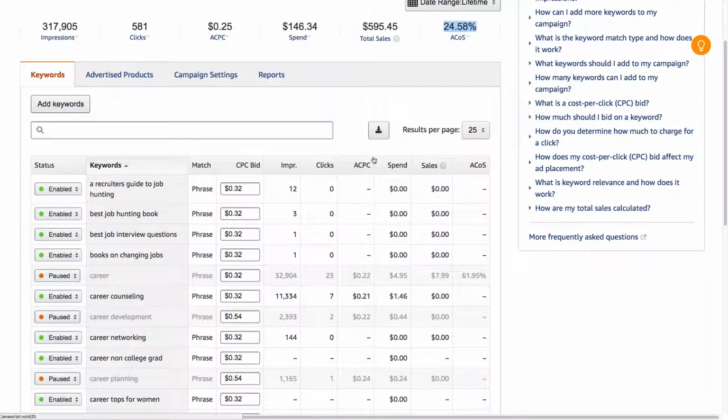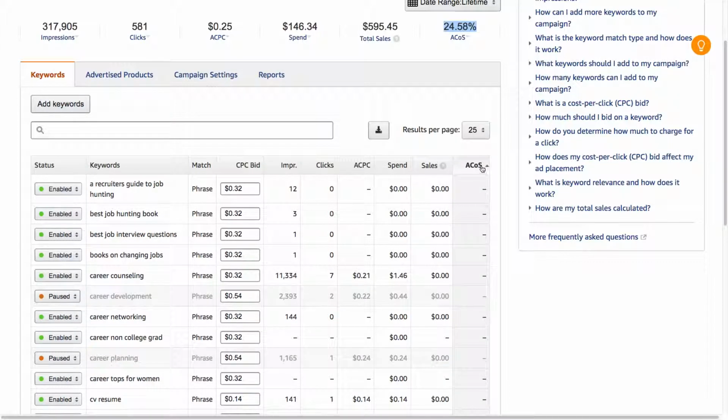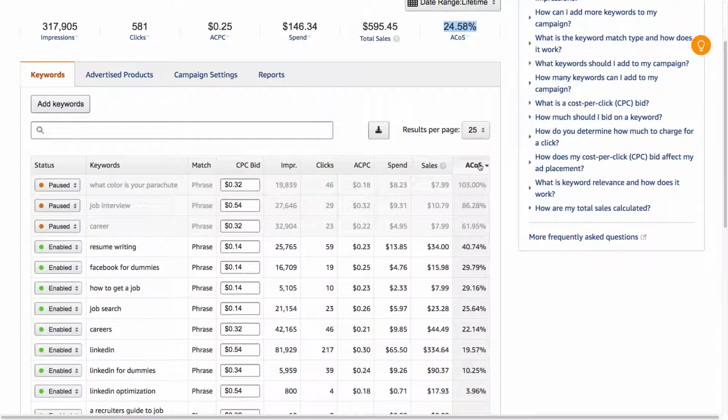So one thing that I like to do first when I come to this page is to sort this column, the ACOS, so the highest ACOS levels, which are bad, are at the top. So let's do that right now. Sometimes you have to click it twice to get it. Okay. Here are the average cost of sales for specific keywords.